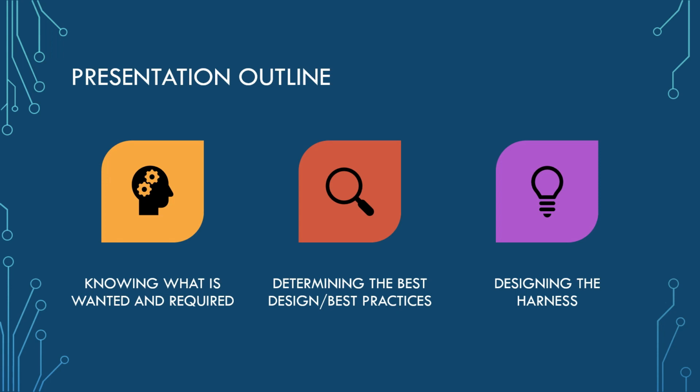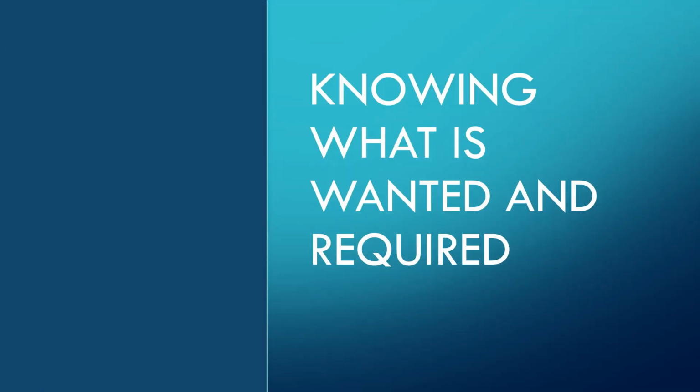The first one is knowing what is wanted and required. The second one is determining the best design and best practices just in general, and then we actually get to designing the actual harness. So let's move on to the first step, knowing what is wanted and what is required. And this is basically just gathering up all the information we need before, so we can make informed decisions.